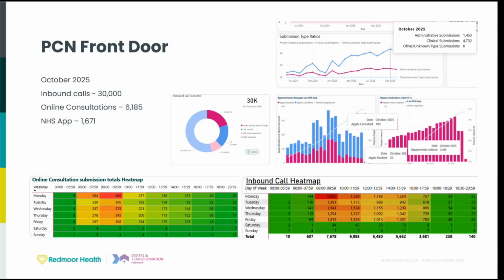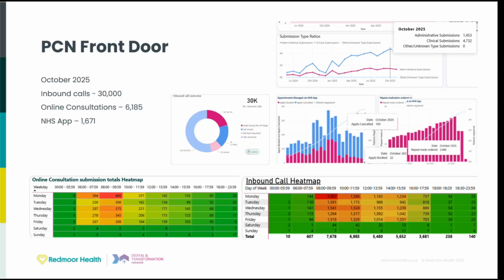And it allows practices and PCNs to see where demand is going, how balanced the front door really is, and whether alternative access routes are being used as intended. And this view becomes even more powerful when you combine them with the GP survey questions, including how easy is it to contact the practice by phone, how easy is it to contact the practice using the NHS App, or which of the online services have you used in the last 12 months. By layering the patient feedback over activity data, PCNs can start to understand not just what's happening, but also how it feels for patients.